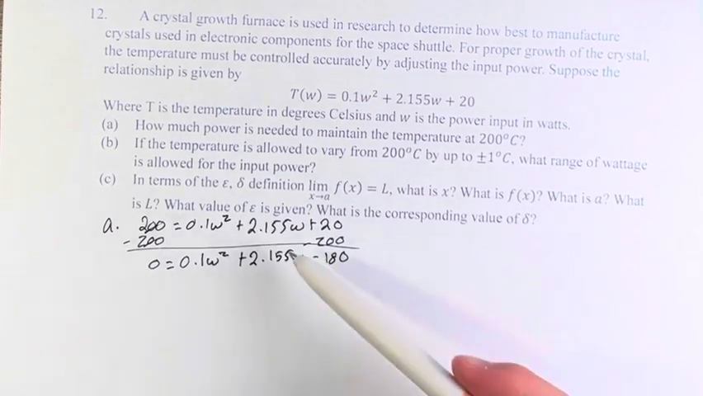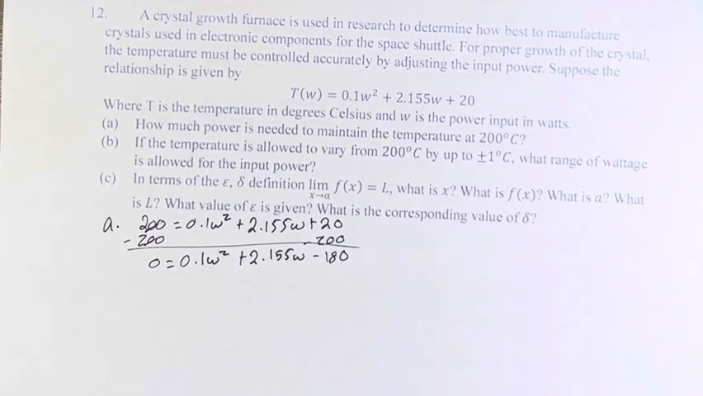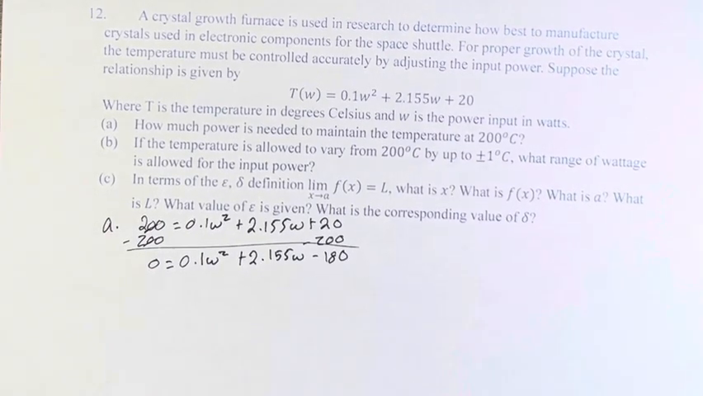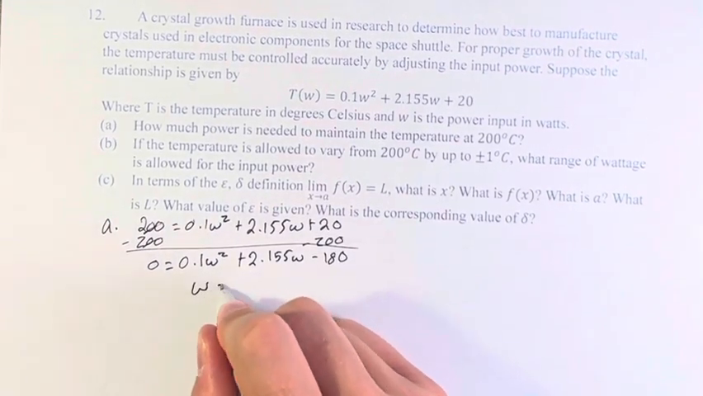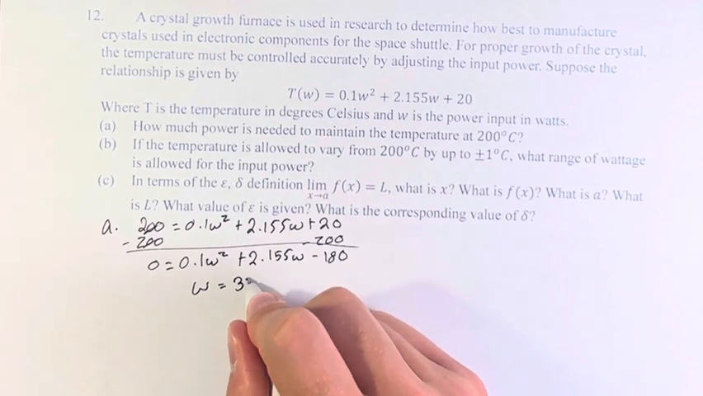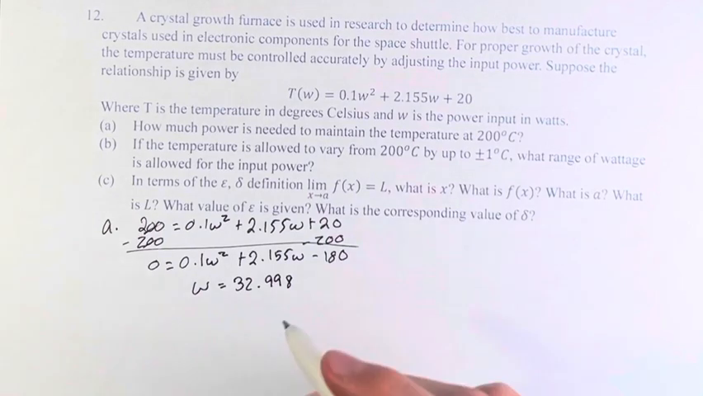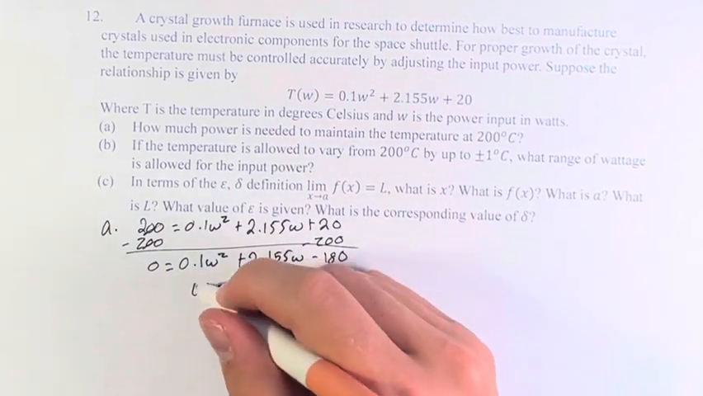There's a couple ways you can solve this. You can graph it, you can plug it into a calculator, but no matter how you want to solve it, quadratic equation, you'll get that W is equal to 32.998. This is the power required to maintain the temperature at 200.